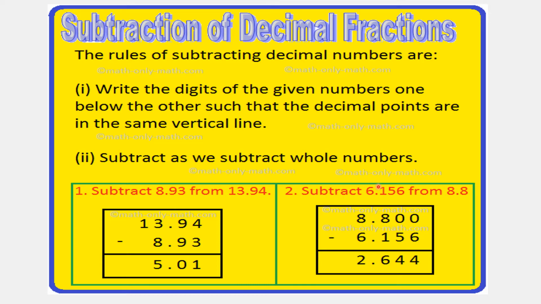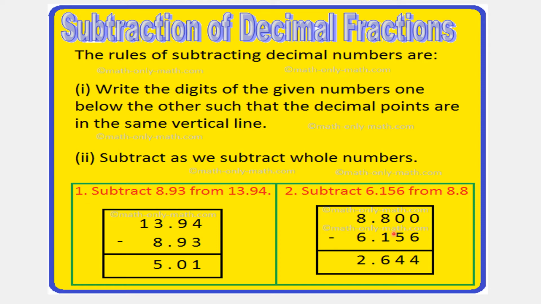Now let us see the second question. Subtract 6.156 from 8.8. Here you can see this is having 3 decimal places, whereas 8.8, the bigger number, is having 1 decimal place. We have already learned we can change to equivalent decimals by adding zeros to the extreme right. To make it 3 decimal places, you can add 2 zeros. So 8.800.